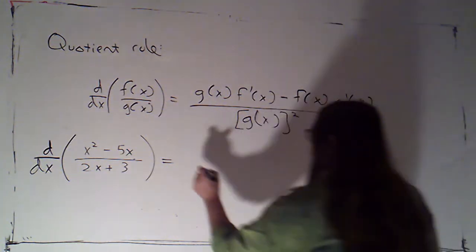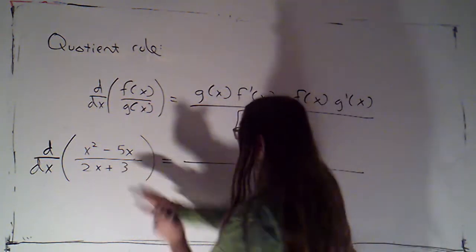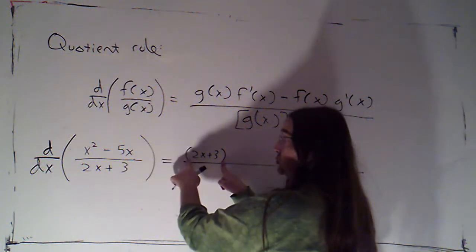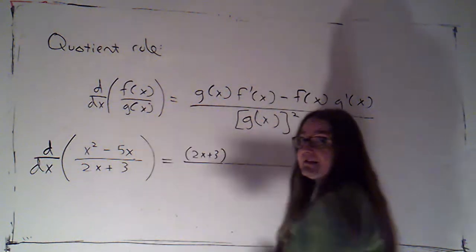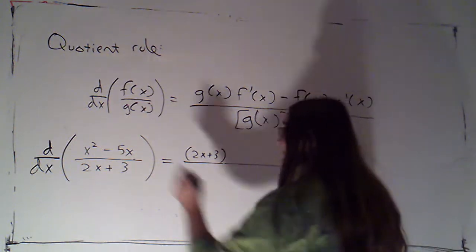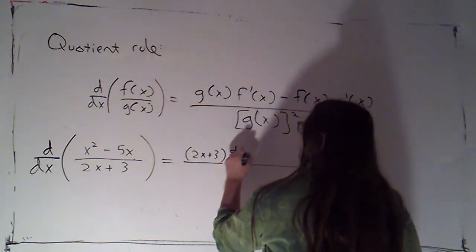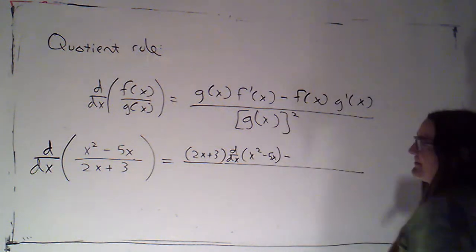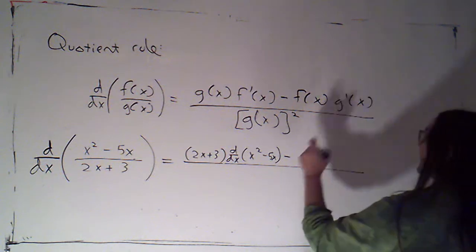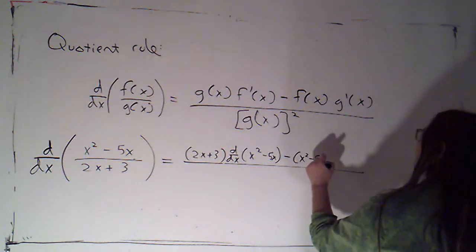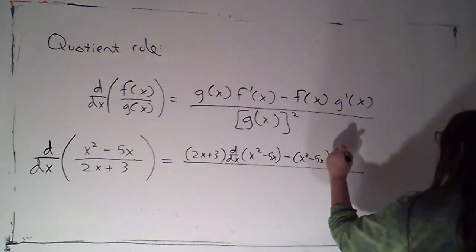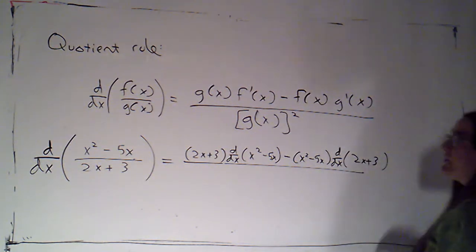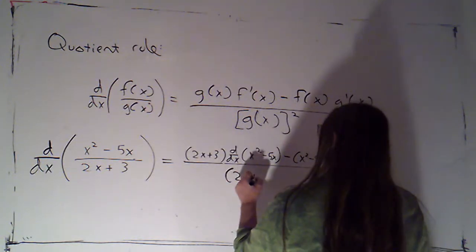Okay, so let's see. This is going to be low. That's 2x plus 3. Notice that goes in parentheses because it had two terms. That whole thing is going to get multiplied by d high. D high, that's the derivative of the top, x squared minus 5x. Minus low d high, minus high, that's x squared minus 5x, d low, that's the derivative of the bottom, all over, square the bottom, and away we go.